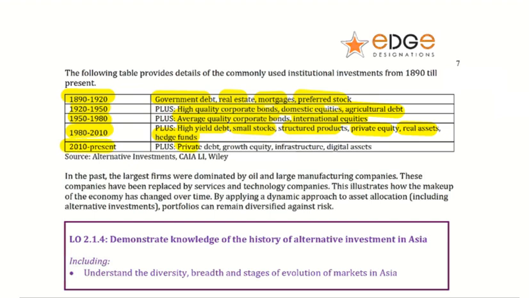2010 till now, we've added in private debt, growth equity, infrastructure, and digital assets. And of course, you can see over there that some of the key things we are going to be talking about as we move through the CAIA syllabus are in the 2010 to present space. Topic 7, as a standalone, we've got an entire topic which we didn't have in the past on digital assets, and private debt, of course, is now seen as separate, and infrastructure as a separate alternative investment.